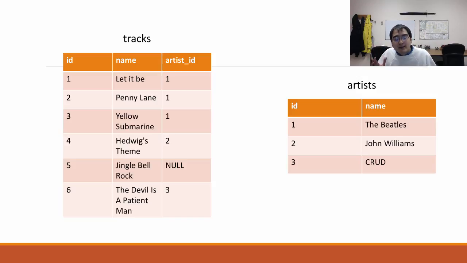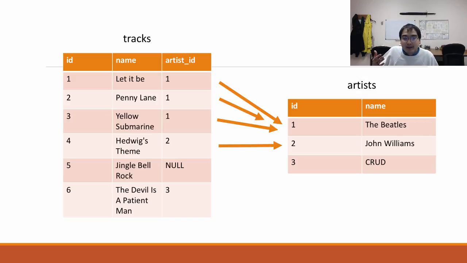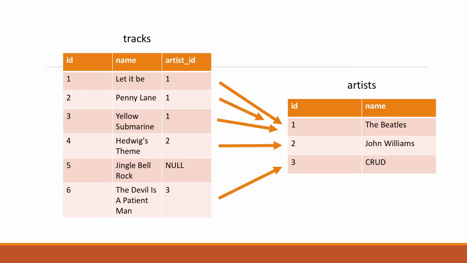So what this database means is, hey, look, these three songs all have artist ID 1, which matches with the artist ID in the other table, saying that these three songs were made by the Beatles. Hedwig's Theme was made by artist ID 2, who happens to be John Williams. The Devil Is a Patient Man happens to be a song by the artist Crud. And in fact, Jingle Bell Rock doesn't have any artist in the artist table to match to.